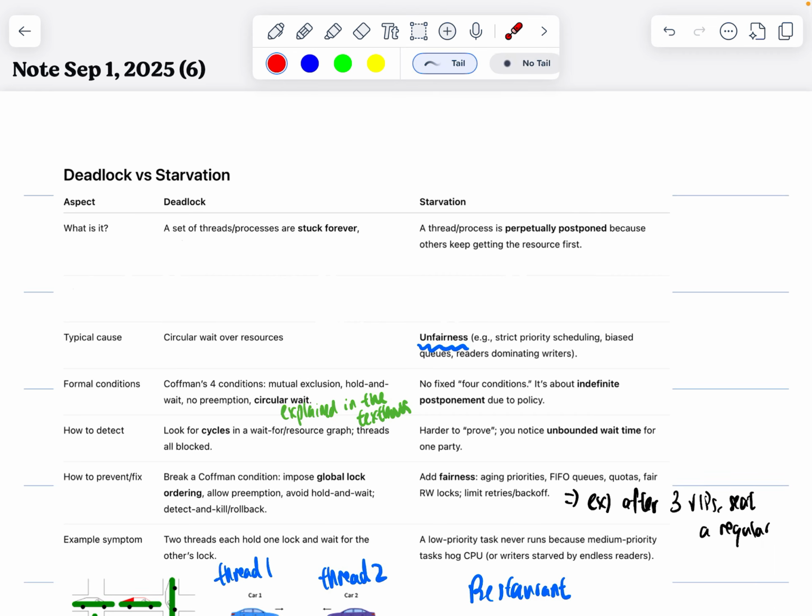Derek here again. So we will talk about Deadlock versus Starvation. So what is it? A deadlock here is basically a set of threads or processes that are stuck forever. On the other hand, Starvation is when a thread or process is perpetually postponed because others keep getting the resources first.